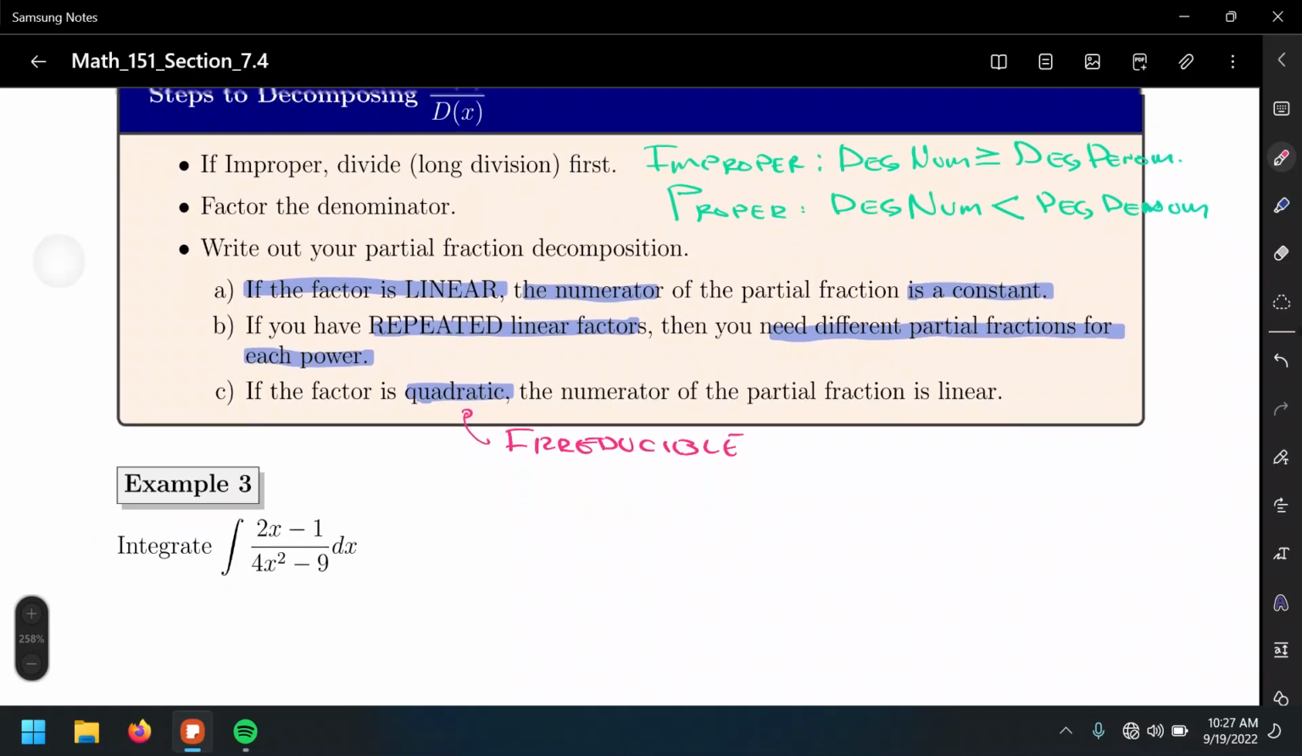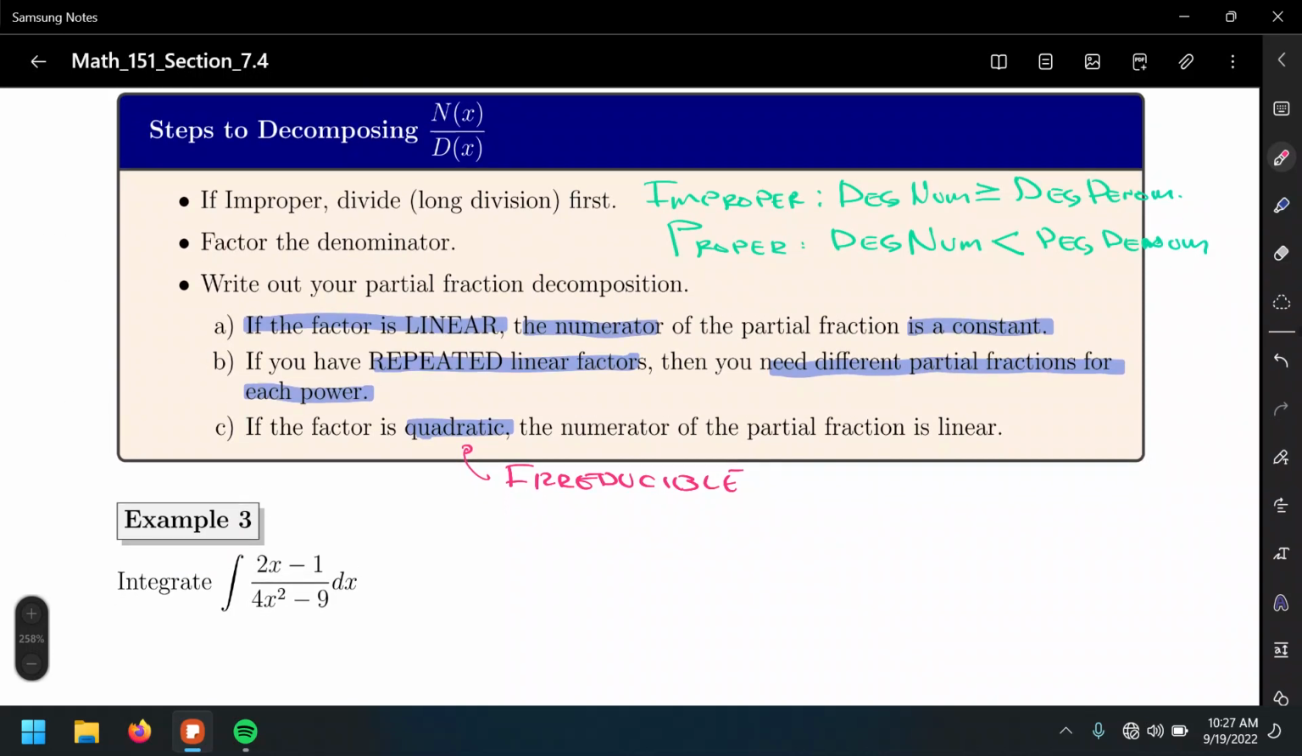All right, so let's go ahead and do another example here. Number one, what do we have? The integral of 2x minus 1 divided by 4x squared minus 9. Let's checklist the steps. Number one, do we have a proper fraction here? Why or why not? How do we know this one is not improper? Exactly, the degree in the numerator is smaller than that in the denominator.